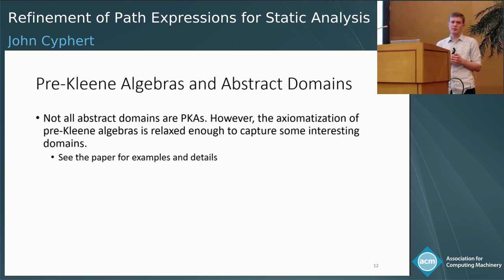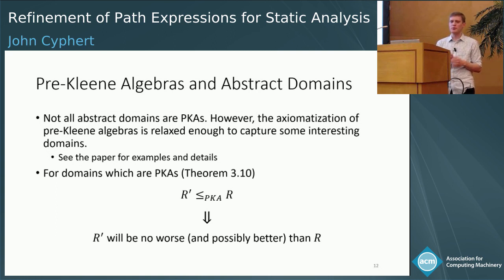So what is the relation between pre-Kleene algebras and abstract domains? Not all abstract domains are pre-Kleene algebras. However, we feel that our axiomatization strikes the appropriate balance, allowing for some non-trivial refinements while also allowing for a wide class of interesting abstract domains. There's more discussion about this relation in the paper, and I implore you to read it for more information. The important thing is that if you have domains which do satisfy the axioms of a pre-Kleene algebra, we can use the order of the pre-Kleene algebra as a guard to ensure that we're not going to lose analysis precision. Essentially, if we're given some path expression R and we give some alternative R prime, we have the guarantee that R prime will be no worse and perhaps better than R.